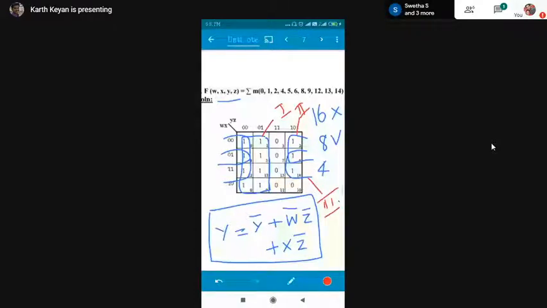Okay, I think you are familiar with this. Is it possible to cover 16? No, we have two cells, 1 8 cells. Is it possible to cover the entire 16 cells? No, sir. Is it possible to cover 8 cells? Yes, sir. We have one 8 cell, first column and second column. According to that, Y bar we have, right? Is it possible to cover 4 cells, sir? Yes, we have 2 4 cells. With the help of 2 4 cells, we write W bar Z bar, then X Z bar.